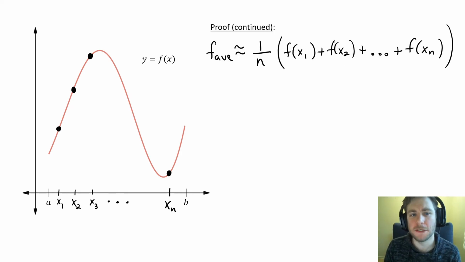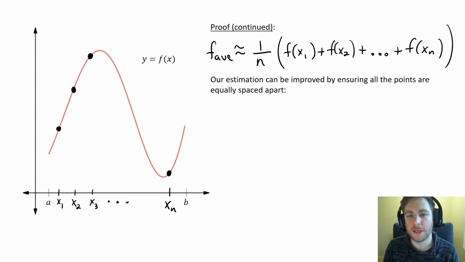So here I've just copied down the results we've obtained so far, although you'll notice I pulled out the factor of 1 over n in front of the formula for reasons that will become more clear in just a moment. I've just pointed out that we need to find ways to make our estimation as accurate as possible, and one way to do that would be to ensure that all the points we use in our average are equally spaced apart. Because after all, if all the points in our average were crunched together in one place, we wouldn't get a very good picture of what's going on with the entire curve.